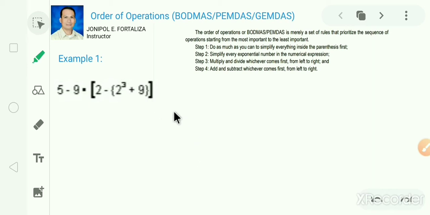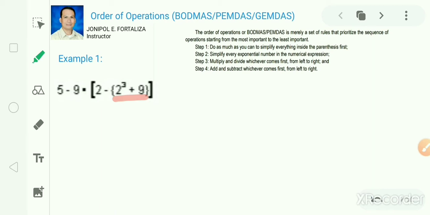Okay, so first we are going to simplify everything inside the parentheses. Although these are brackets and braces, they also mean the same thing as the parentheses because all of them are grouping symbols. So first we are going to start here in the inner grouping symbol.